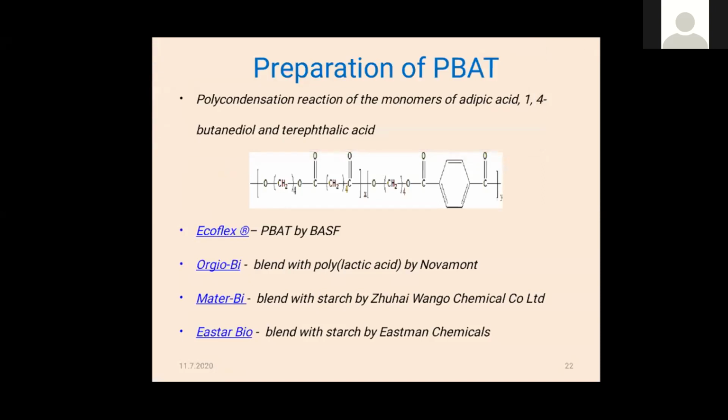PBAT is a toughened polymer, whereas polylactic acid has some drawbacks. To overcome this, PBAT has been blended with polylactic acid by Novamont under the trade name Origo-Bi, and it is also blended with starch by Zhuhai Wang Chemical Corporation Limited under the trade name Mater-Bi, and the same product is also manufactured by Eastman Chemicals as Eastar Bio.